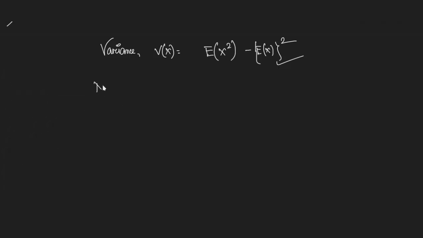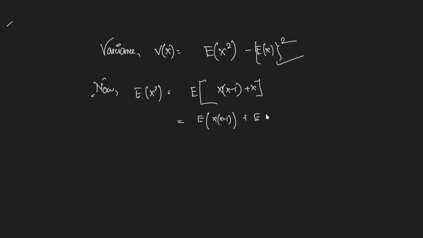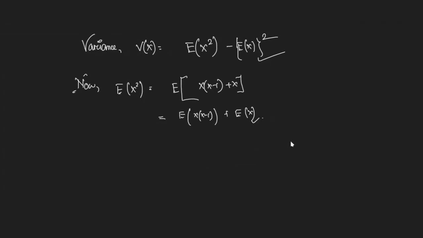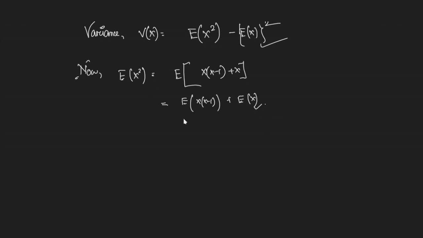So what will we do now? Expectation of x square is equal to expectation of x into x minus 1 plus x, which is equal to expectation of x into x minus 1 plus expectation of x. Expectation of x we already know, so we need not calculate it again. The only thing unknown right now is expectation of x into x minus 1.